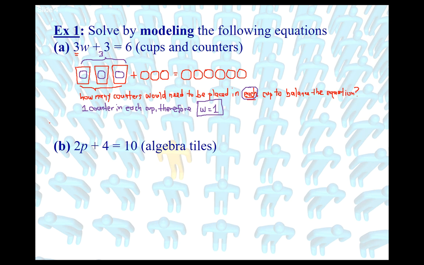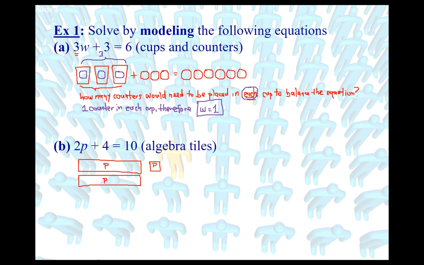Okay, second one, we're going to use algebra tiles. So 2p plus 4 is equal to 10. So we represent the numerical coefficient with rectangles. So I have one rectangle here, which I'm going to put a p inside. And then another rectangle, which I'm also going to put the letter p inside. Okay, this is a positive constant. Positive constant, we use red squares to represent. So we have 4 of them.